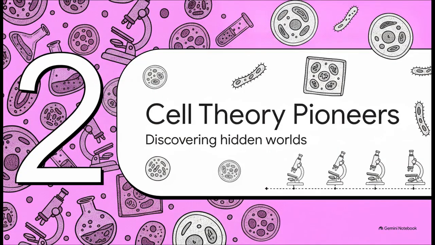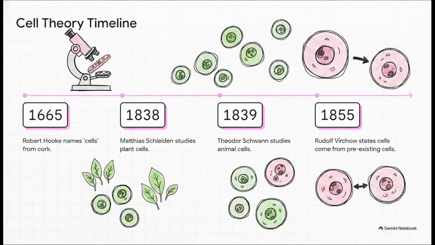Moving right along to part 2, the cell theory pioneers. This is all about how scientists discovered this completely hidden world. Now, our understanding of cells definitely didn't just happen overnight. It actually took a team of brilliant minds making observations over hundreds of years. It all started way back in 1665 when an English scientist named Robert Hooke looked at a super thin slice of dead cork under a microscope.